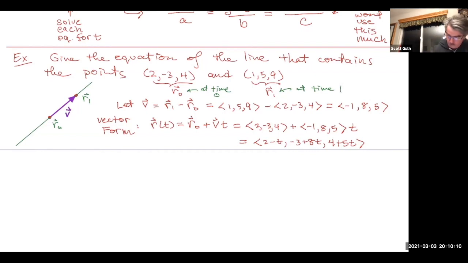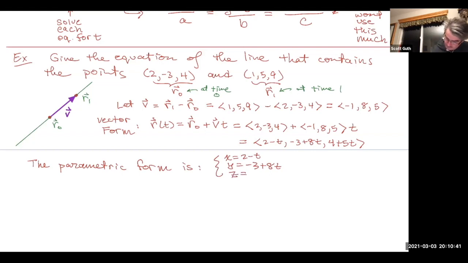I didn't say which form of the line. I actually backed out on that. So the parametric form is, x equals 2 minus t, y equals negative 3 plus 8t, and z is 4 plus 5t.